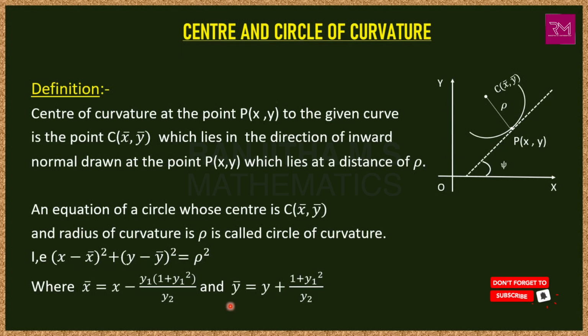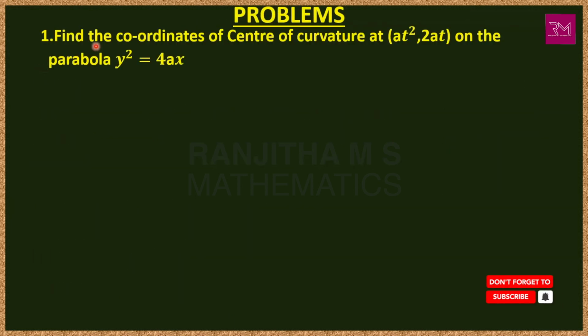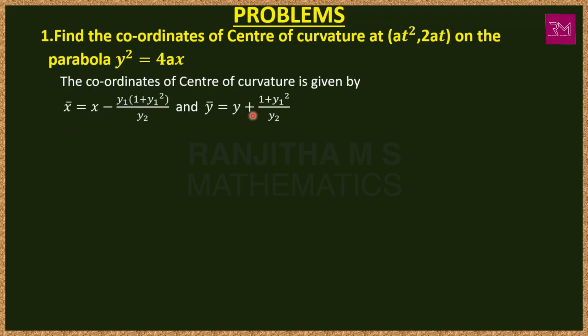We shall see some problems so that you can understand in a better way. Here is the first problem. Find the coordinates of center of curvature at the point (at square, 2at) on the parabola y square equals 4ax. The coordinates of center of curvature are given by the formula x bar equals x minus y1 into (1 plus y1 square) by y2, and y bar equals y plus (1 plus y1 square) by y2.